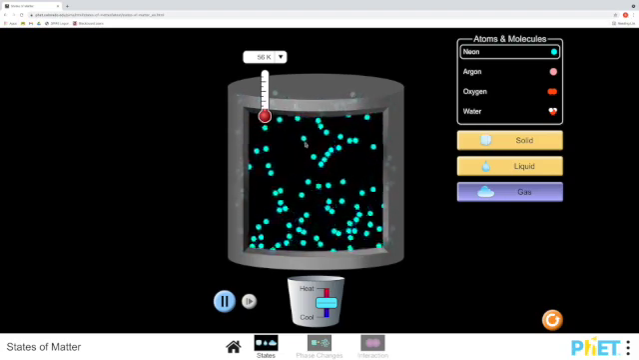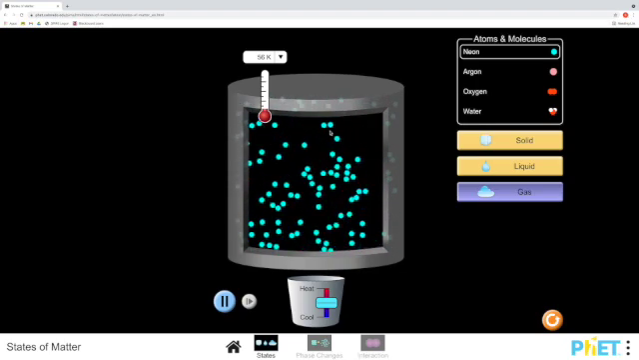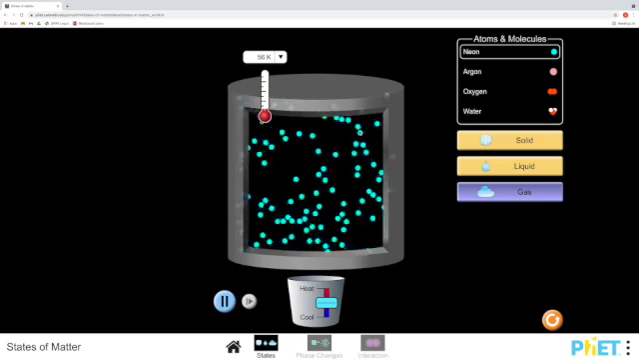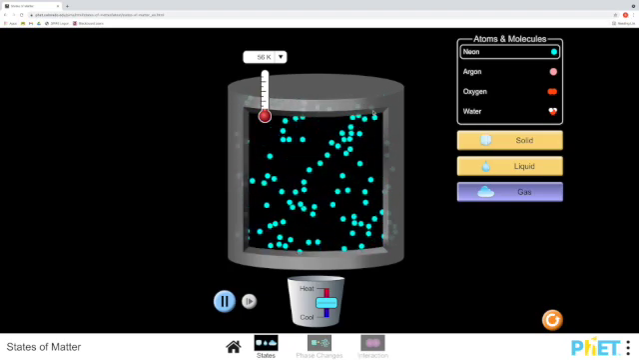Watch one atom now. You'll see that as it's traveling, it eventually will collide with other atoms. Those collisions can either give it more energy and make it move faster, or the atom can transfer energy away and slow down.